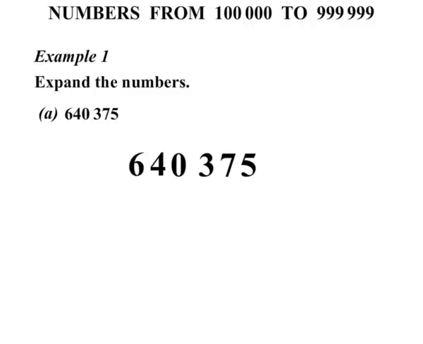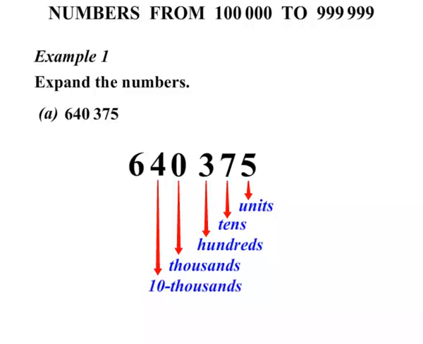Let's look at example 1. We're asked to expand the numbers. The first number we have is 640,375. Let's write that down there and we'll just consider each place value. So we start from the right. Units, tens, hundreds, thousands, 10,000s, 100,000s.